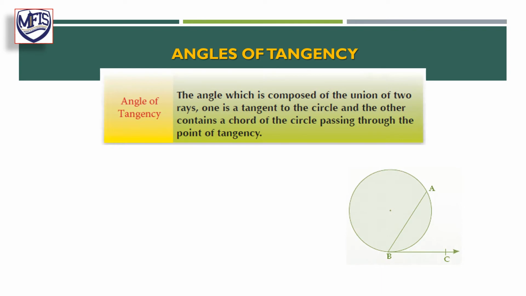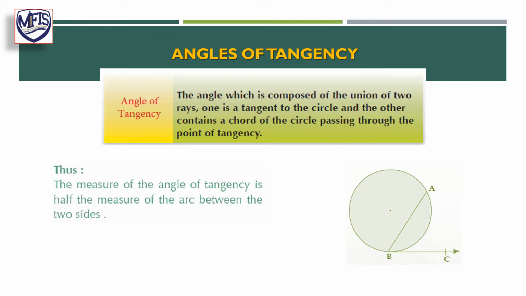Look at the figure. Angle of tangency is composed of the union of two rays. One of them is tangent to the circle and the other is a chord of the circle from the point of tangency. Again, this angle ABC is the union of two rays, one of them tangent to the circle and the other a chord of the circle from the point of tangency. Then angle ABC is called angle of tangency.